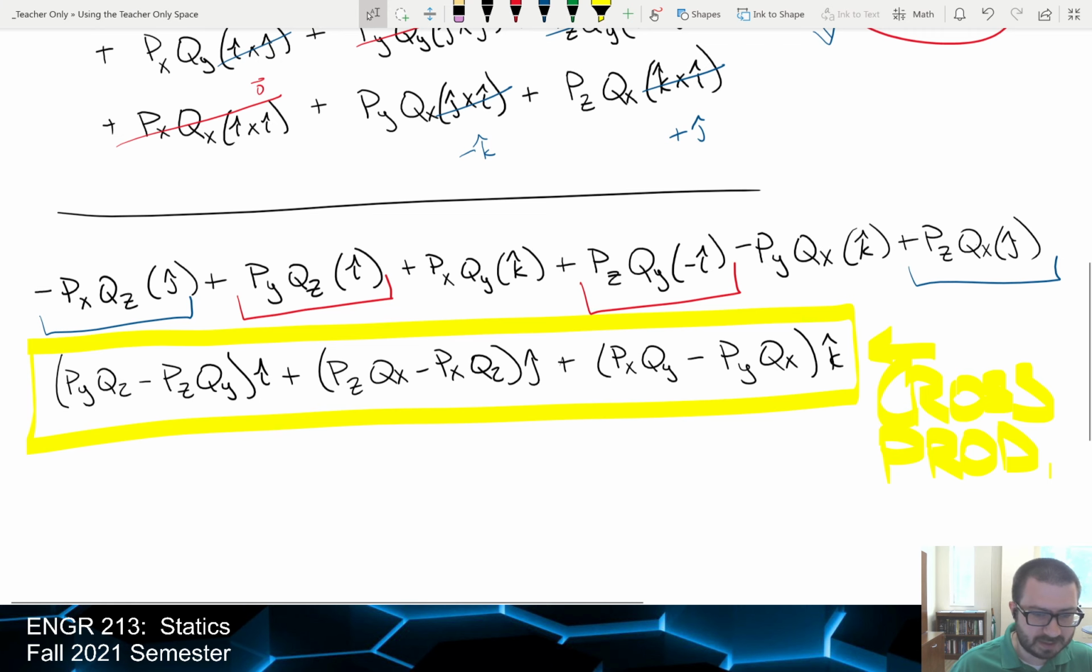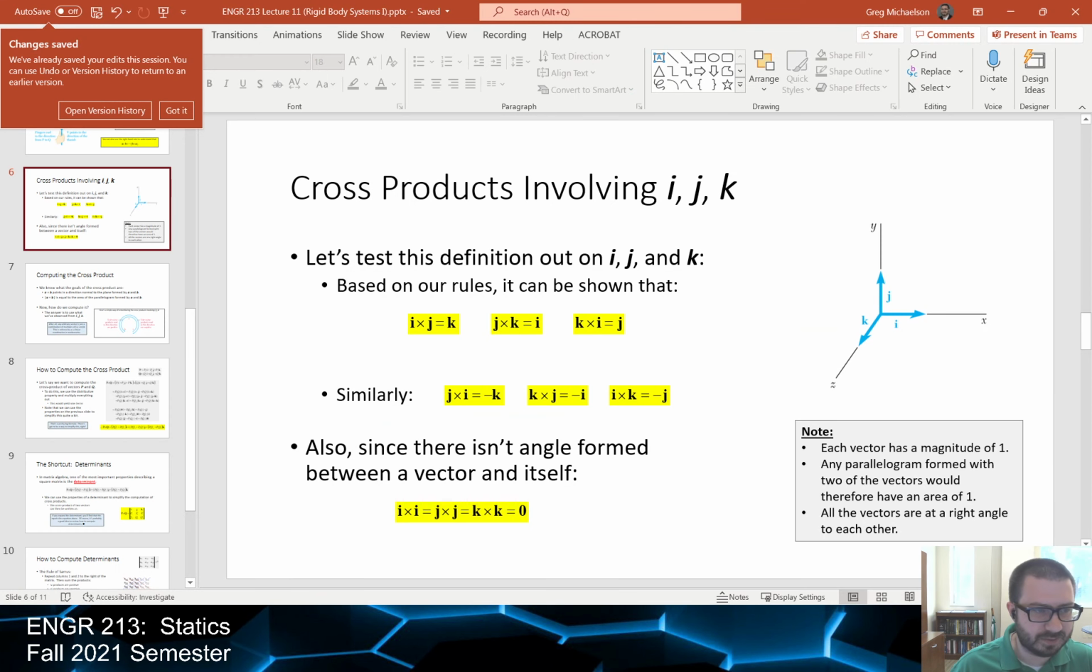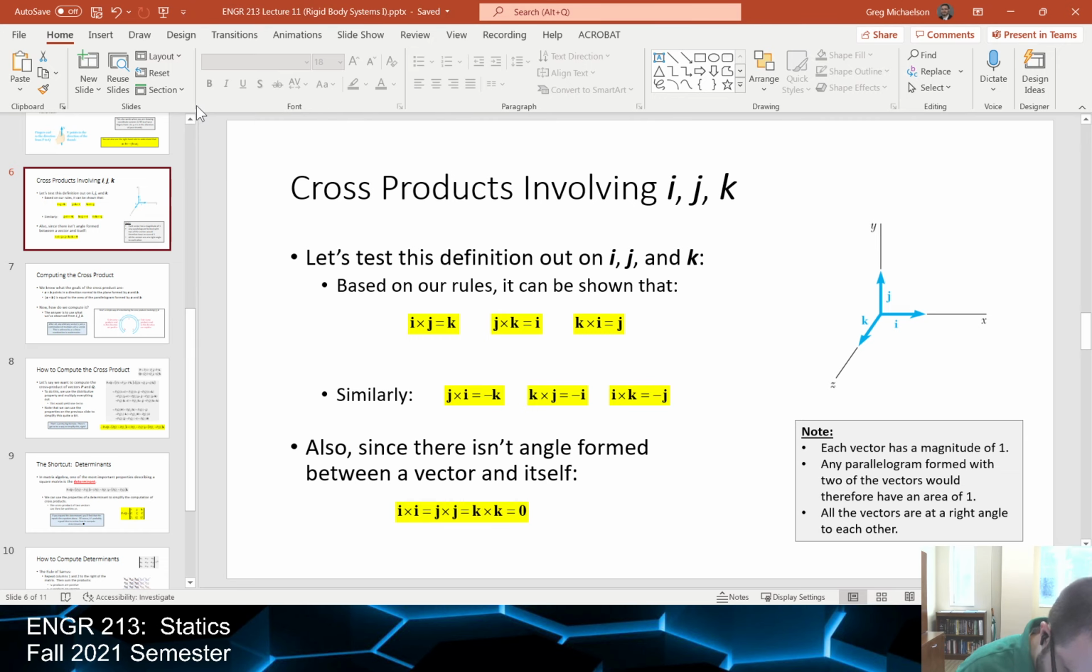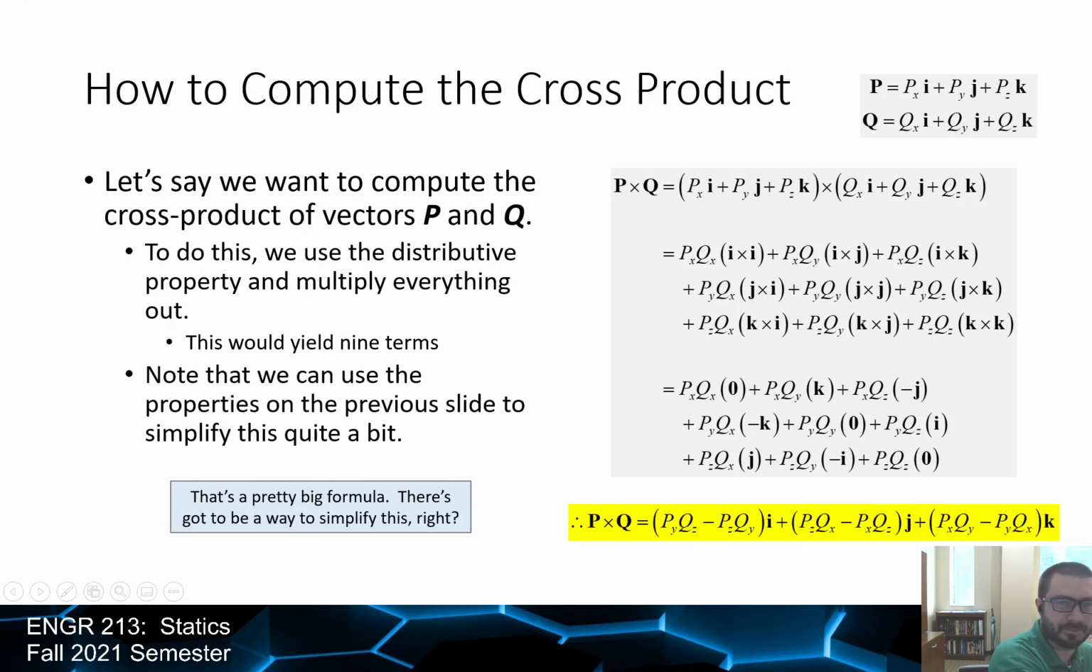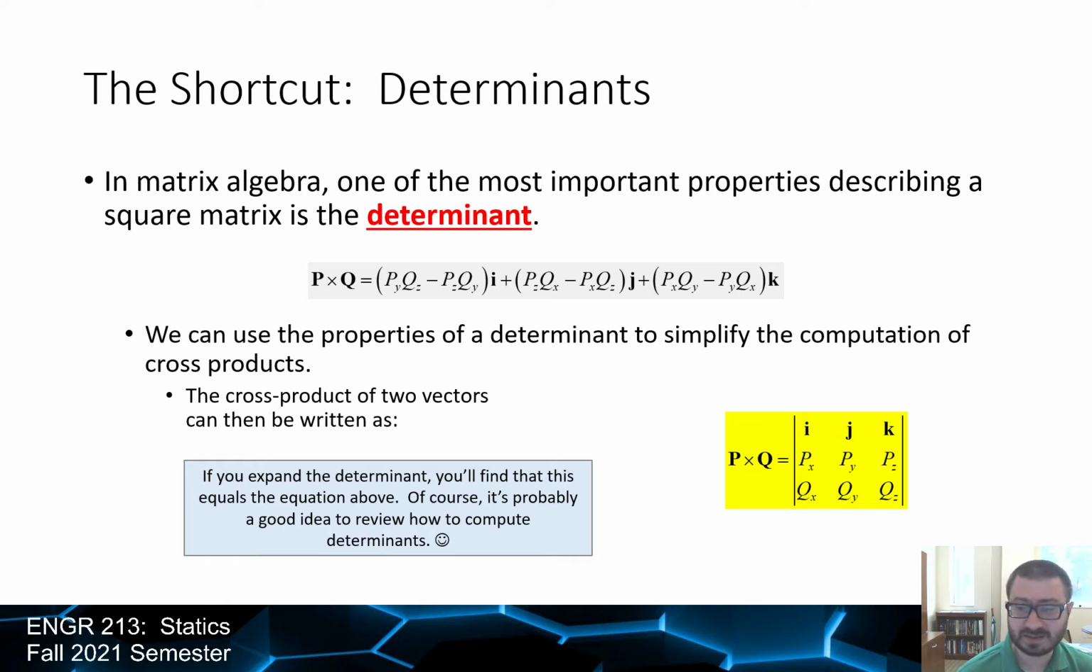Okay, let's go back to the presentation. All right, so what you see here is honestly a lot neater than what I just did on the notepad, but I think it's worth it to take the time to do that. It basically follows through that process. So, okay, is there a way to simplify this? Yes, the answer is to use the determinant.